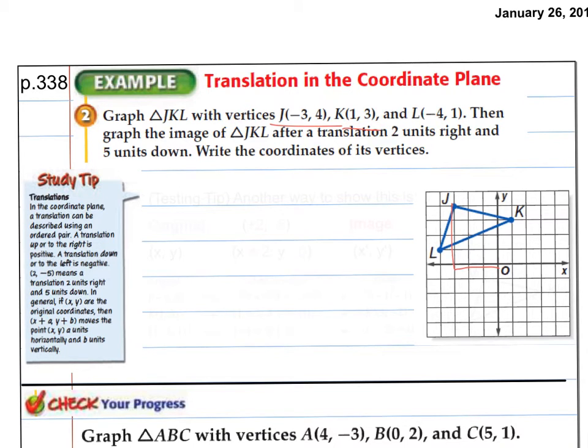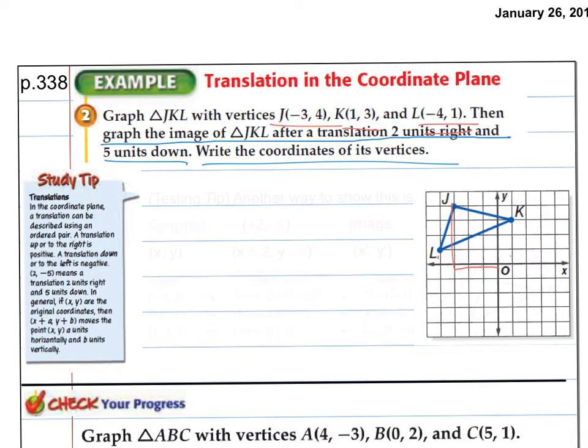One, 3 is 1 to the right and 3 up. Negative 4, 1 is left 4, up 1. So those are my plotted points of JKL, the triangle. Now it wants me to graph the image of triangle JKL after a translation of 2 units to the right and 5 units down. And then we're going to be asked to write the coordinates of those new vertices.